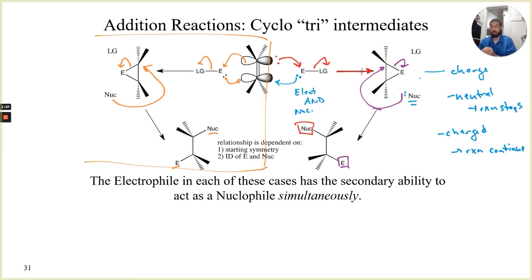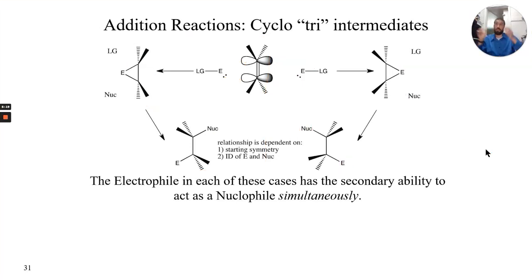So why are we showing two different results? Well, the pi bond has electrons that could exist on either half of that system. If they're on one half, they'll result in the electrophile nucleophile arrangement that we've got on the left. If they're on the other half, they'll result in the electrophile nucleophile alignment on the right. Well, does that matter? Yes and no. That's all really going to depend on the starting symmetry of the molecule. If that starting symmetry was perfectly symmetric, well then it doesn't really matter.